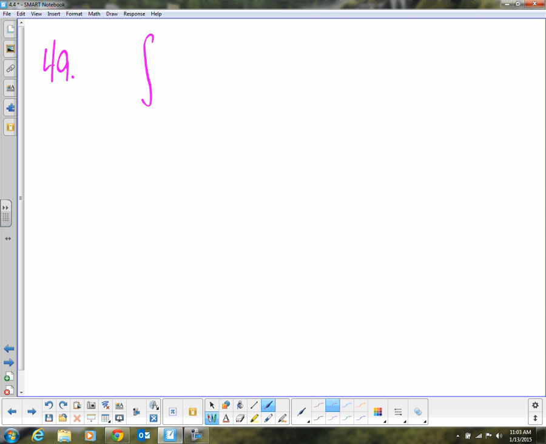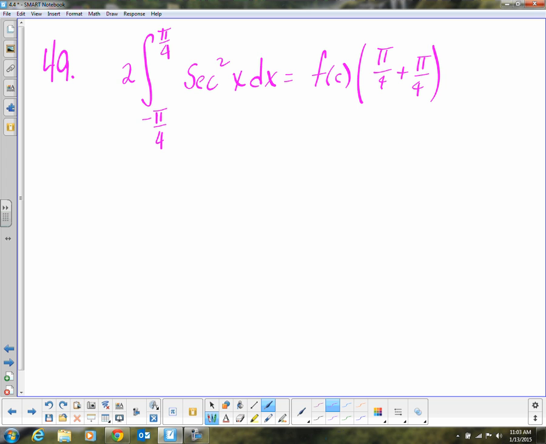Okay, so we're doing this from negative pi over 4 to pi over 4 of secant squared. Isn't there a 2? I'm going to put that outside: 2 secant squared x dx. And that's going to equal my f of c times pi over 4 minus negative pi over 4. Do you see the mean value theorem?